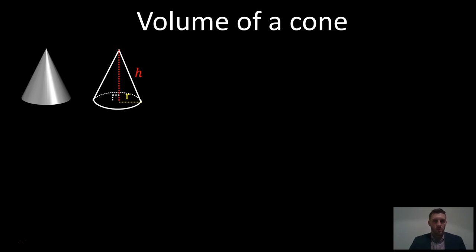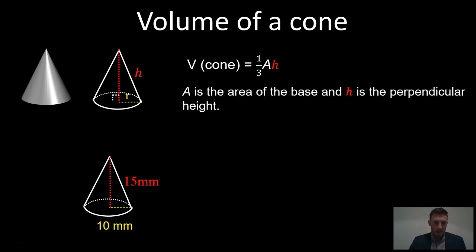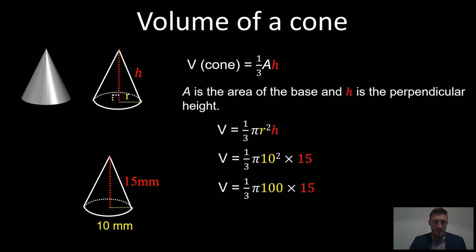Let's look at the volume of the cone. It's going to be 1/3 area of the base times the height. In this case, we're given the radius of the circle on the base is 10 millimeters. The height is 15 millimeters. So the area of the base is going to be the area of a circle, which is pi r squared. We substitute in our known values, and we evaluate, and we get the volume is 500 pi millimeters cubed, which comes to 1570.8 millimeters cubed.